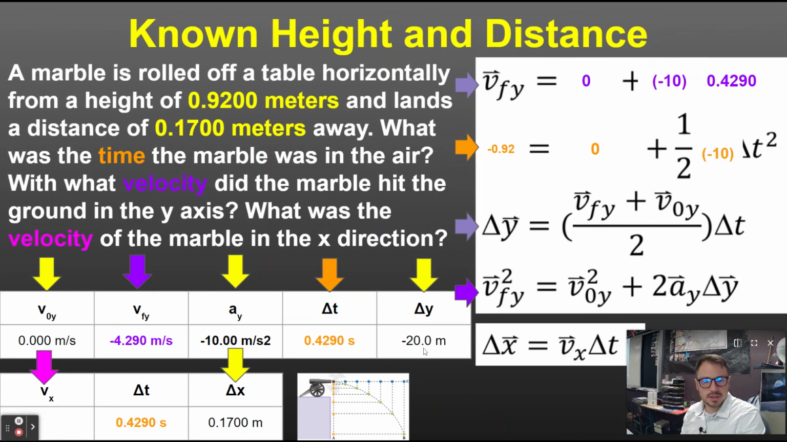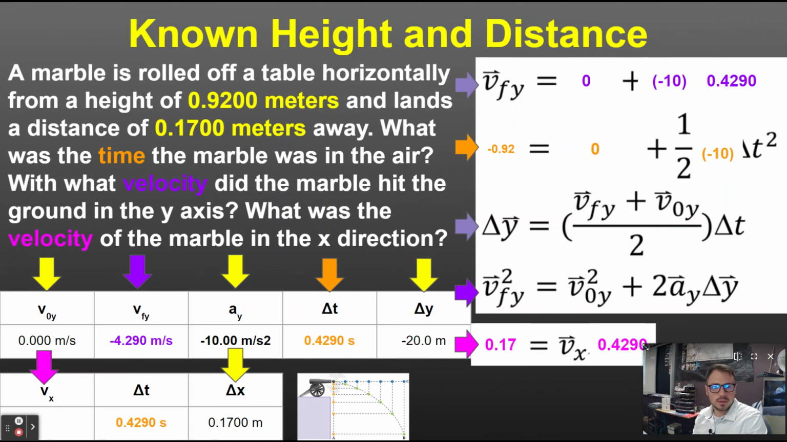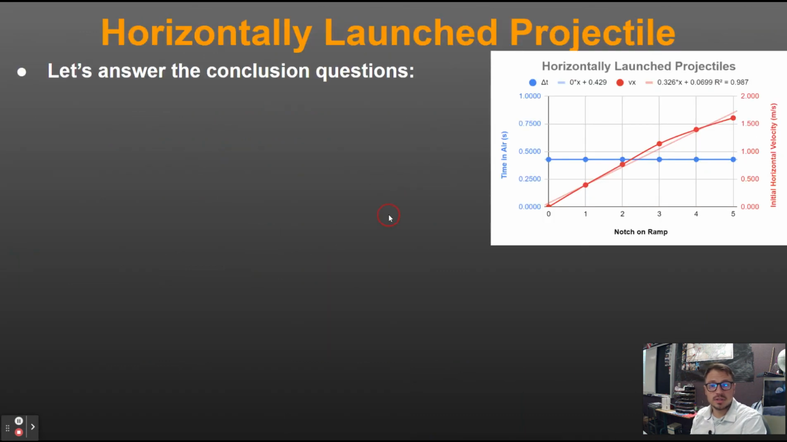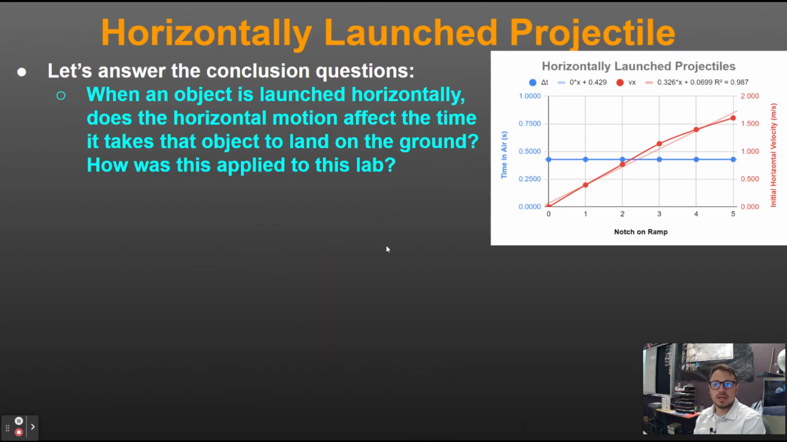So you can see that I'm just going to plug it into my equation. All I do is take that 0.17 meters divided by the time that it was in the air, and that will get me, I think, 0.363 meters per second. And I'm just going to do that for all the notches now that I know how far that marble traveled off the table.